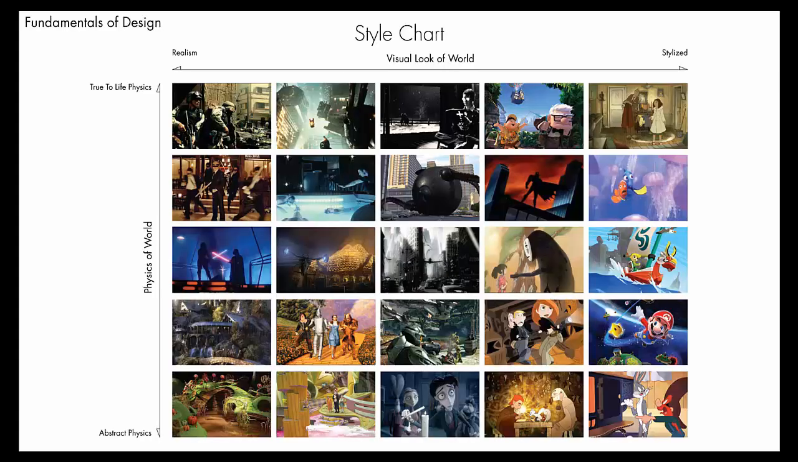So let's briefly talk about style. We mentioned style really quickly, and this is a chart that helps describe the world of variation within style. Up here you've got the visual look of the world, ultra realism on this end, and very stylized on this end. If we look at this top row, we've got Black Hawk Down. The art direction of this film is pretty realistic. It is art directed, but it feels like we could step outside and see this scene.